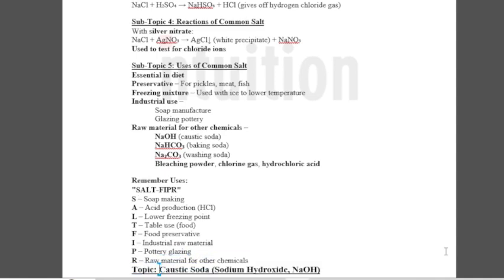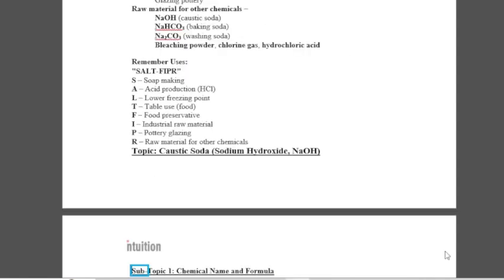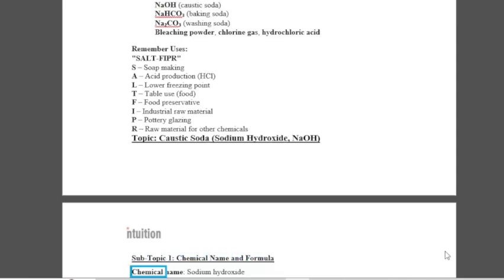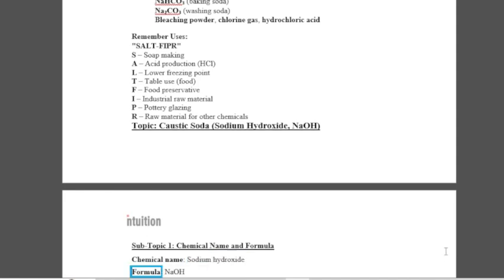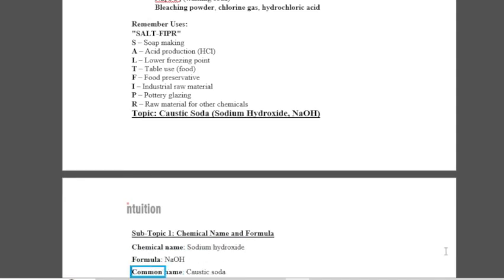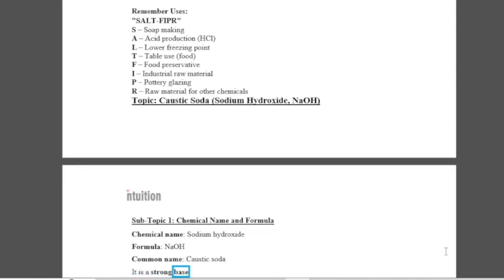Topic: caustic soda, sodium hydroxide, NaOH. Subtopic 1. Chemical name and formula. Chemical name: sodium hydroxide. Formula: NaOH. Common name: caustic soda. It is a strong base.